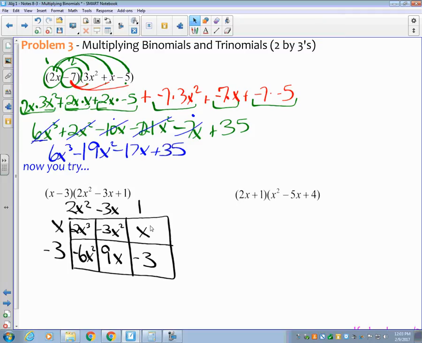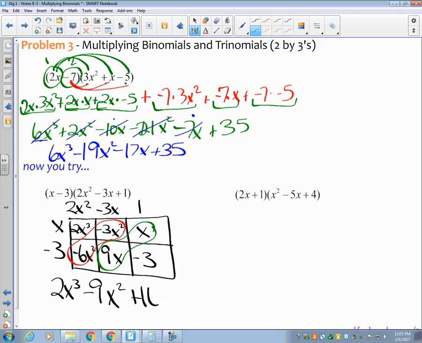Now, let's see, we've got these are alike, and these are alike. This is the benefit of doing the box method, is that your simplification process is a little bit more streamlined. So we got 2x cubed, minus 6x squared minus 3 more x squared is -9x squared. Then we have 9x plus 1x is 10x. And we have -3, poor guy. Can't combine with anybody.